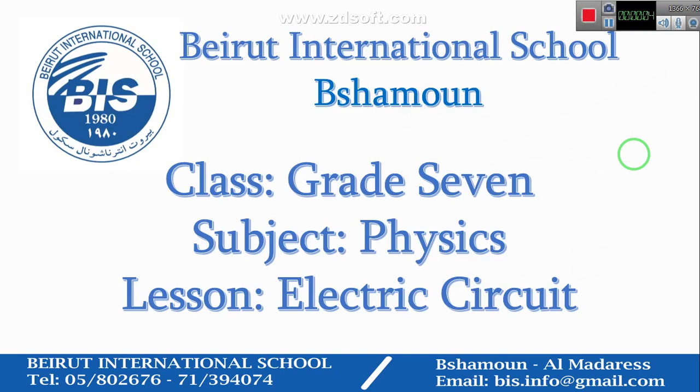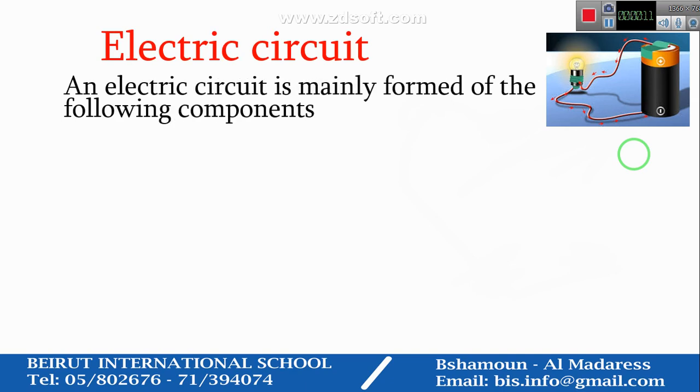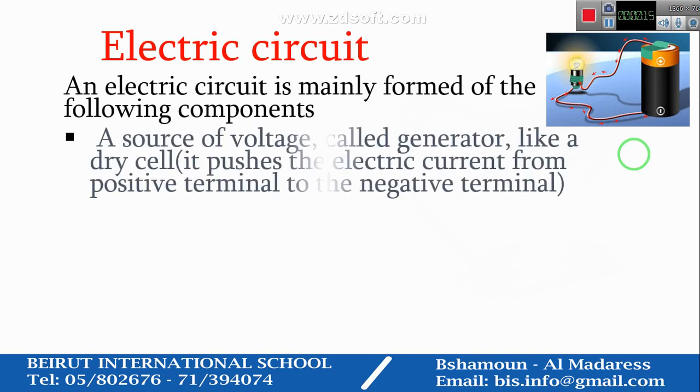Today we will complete our chapter about electric circuit. First of all, we will talk about electric circuit. An electric circuit is mainly formed of the following components. A source of voltage called a generator, like a dry cell, as we mentioned in the previous lesson. This dry cell pushes the electric current from its positive terminal into its negative terminal.